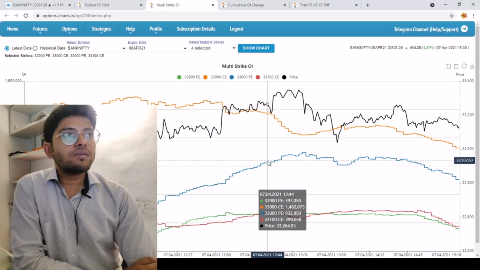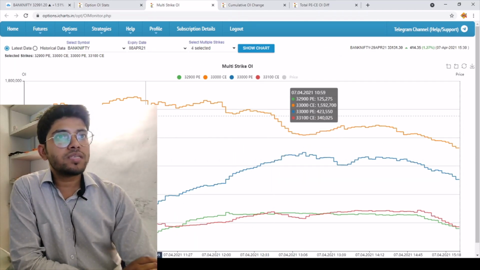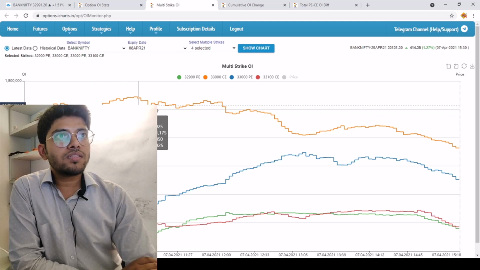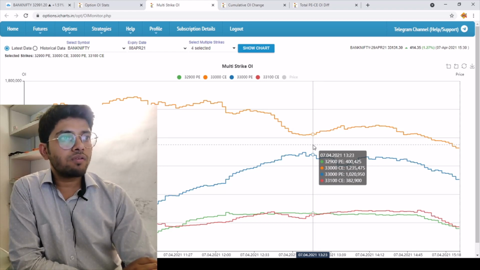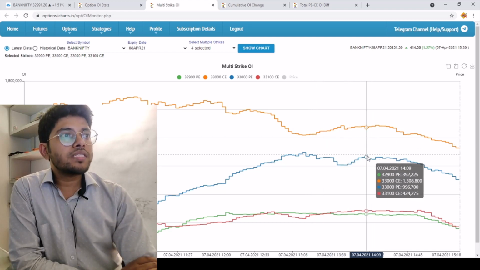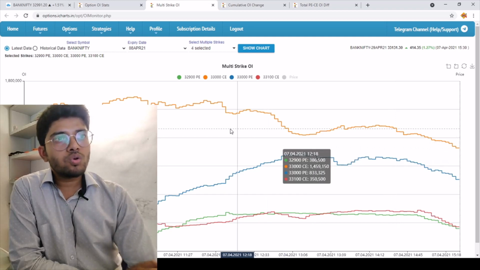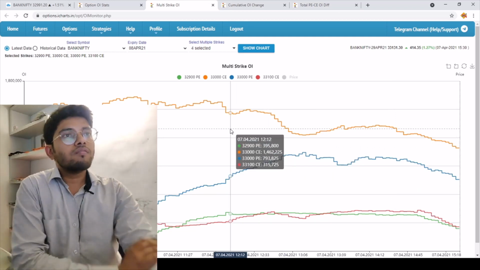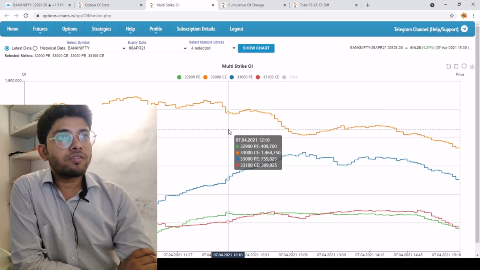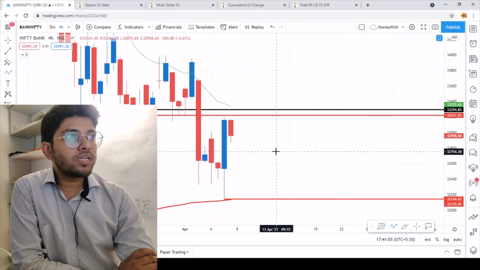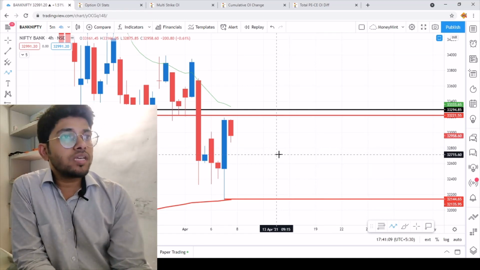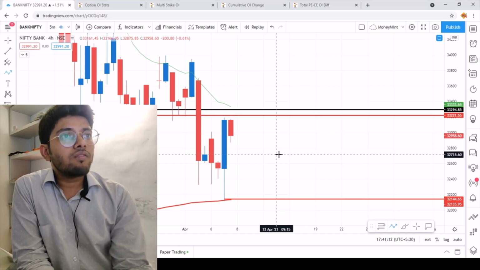If we look at the multi-strike OI and try to make some sense here, you can see that today 33,000 call writing had a complete edge throughout the day. Even though it started to fall off after 1 o'clock, the fall was in sync with other strike prices. So 33,000 in itself will be a psychological level of resistance for the Bank Nifty, and today's close was also below 33,000. That also somewhat signifies that 33,000 is a strong resistance level for the Bank Nifty, which it is hesitating to cross.